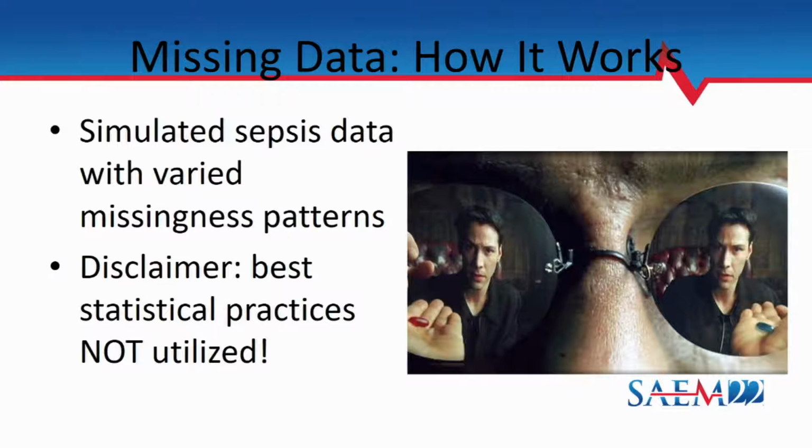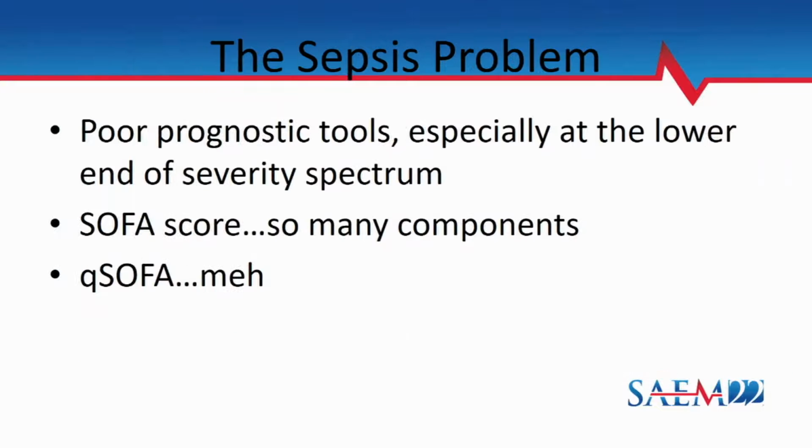The way we're going to do it is I created a simulated data set for a sepsis trial with different patterns of missingness. I'm going to go over some of that at first, and then Joe's going to talk to you about different patterns of missingness, and I'm going to bring it back and show you how the different patterns lead to different results. As a disclaimer, the goal of this is to be illustrative, so I didn't always use the best statistical practices, so don't hold my feet to the fire too much.